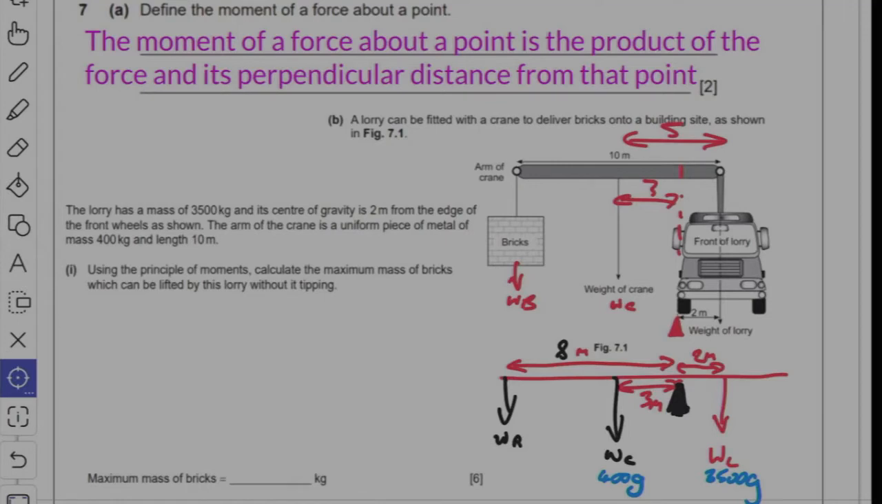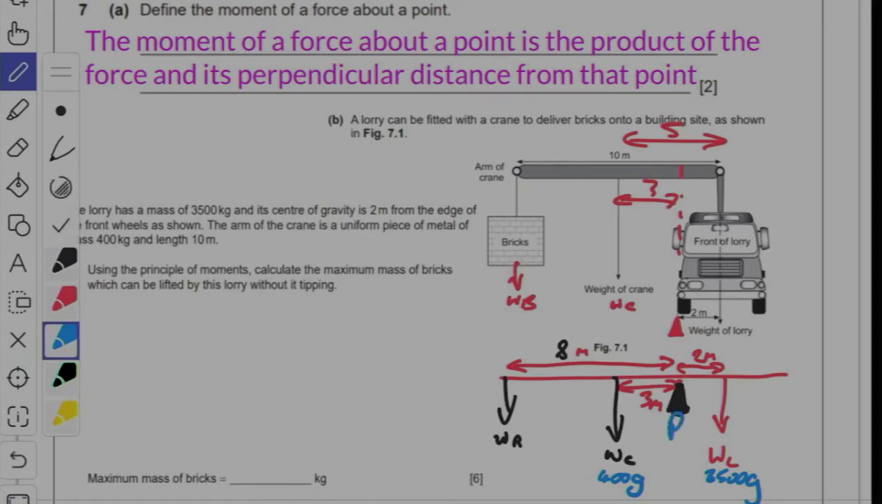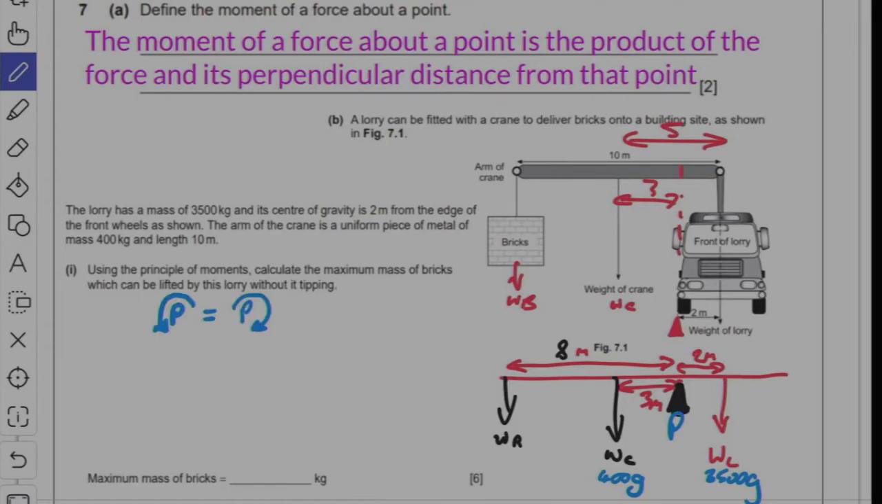Okay, so we want to write a moments problem for this. This is trying to push it anti-clockwise, this is trying to push it anti-clockwise, and this is trying to push it clockwise. And again, what I would do is identify the pivot with a symbol, so that we can write a symbols version of our moments calculation, the principle of moments. So the total anti-clockwise moment about P equals the total clockwise moment about P.